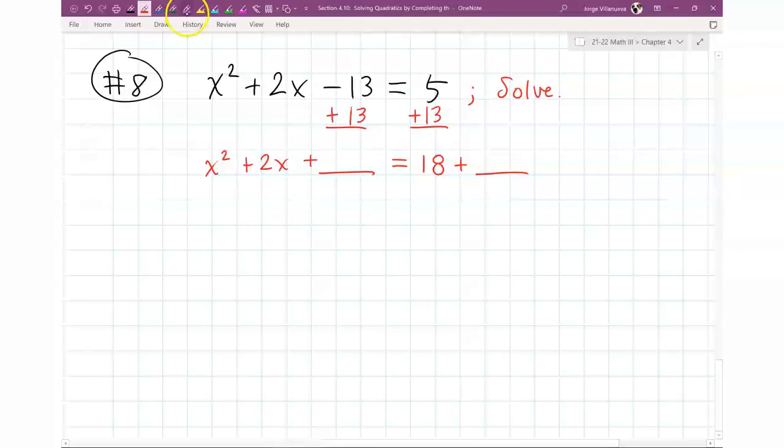Okay? What's my brand new number going to be? Anybody know? What's my brand new c? What number do I divide by 2? 2, right? My b value is right here. So I'm going to get 2 divided by 2. Well, 2 divided by 2 is 1, and 1 squared is 1. So I'm just going to put 1 and 1.